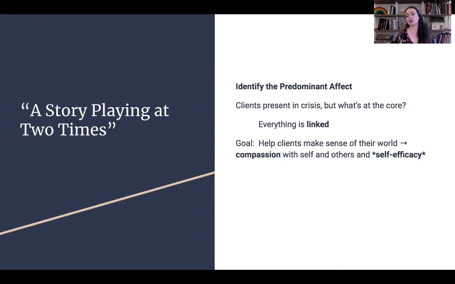And our goal here is to help clients make sense of their world. That kind of organization that they can feel when they can organize these thoughts, feelings, experiences can lead to compassion with self and others. And then that leads to self-efficacy.